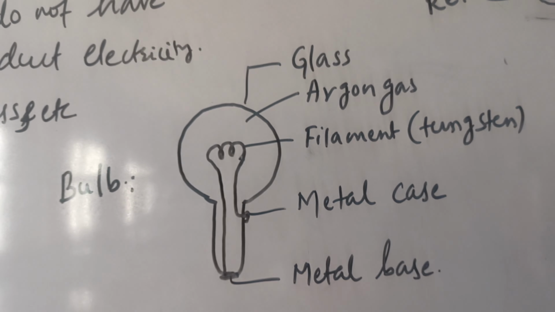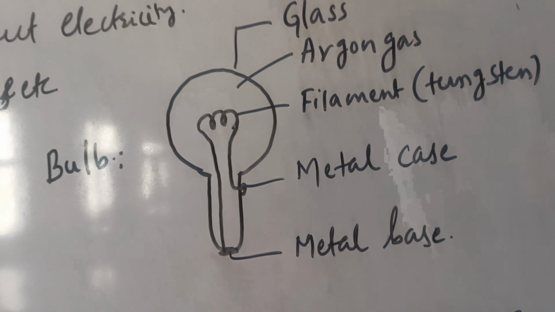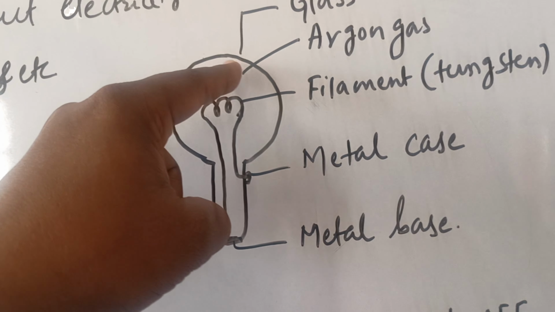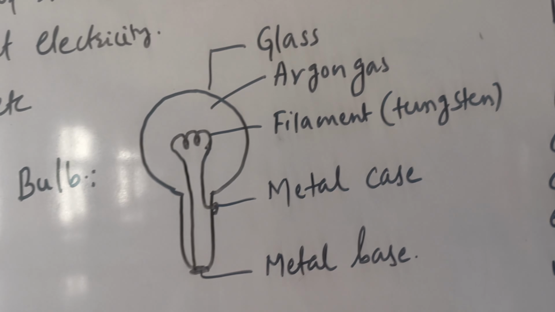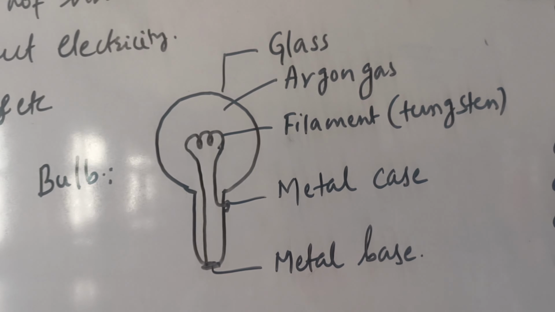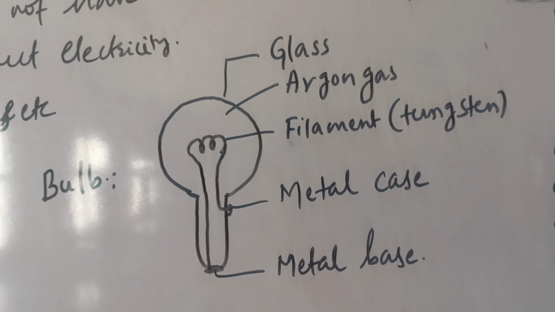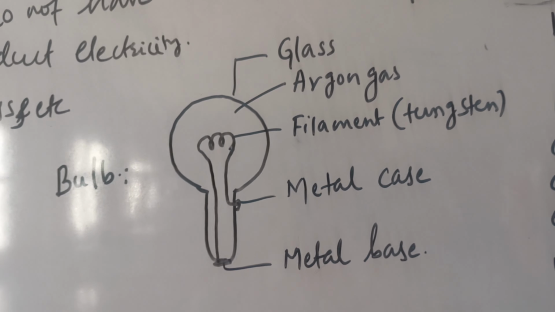Today we will study about bulb, 6th standard. When you hold a bulb in your hand, we will see the outer cover is glass. Inside that there is argon gas and filament. That filament is made up of tungsten, and there is upper metal clay and lower metal base. These are the terminals. This is called a bulb.